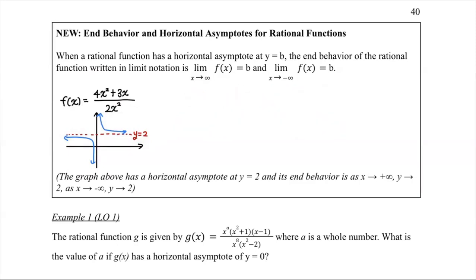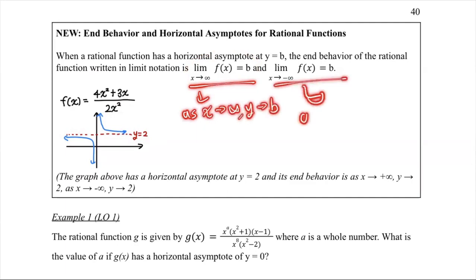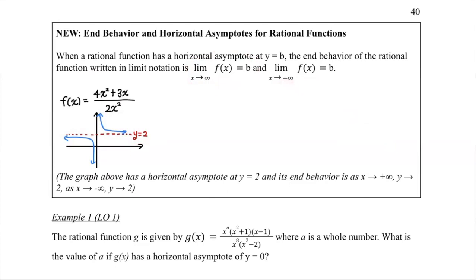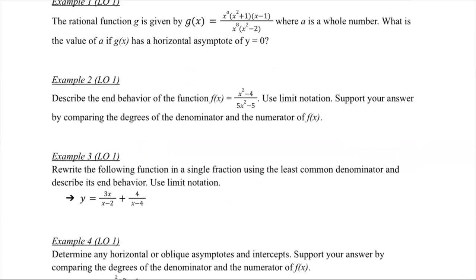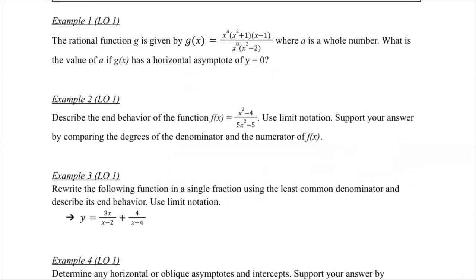We can also write this in limit notation, as we learned in our previous units, as this. This is essentially the same as x approaches infinity, y approaches b, and this is exactly the same thing as x approaches negative infinity, y approaches b. So whenever we have a horizontal asymptote, note that the end behavior will involve that horizontal asymptote line. Now let's try some examples that are kind of similar to AP style questions.